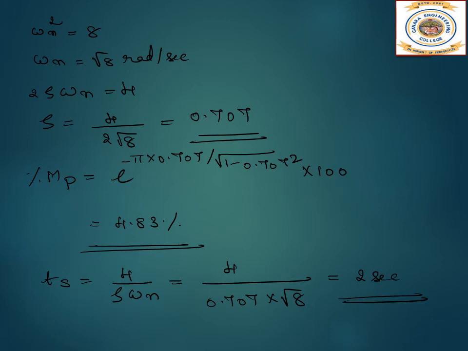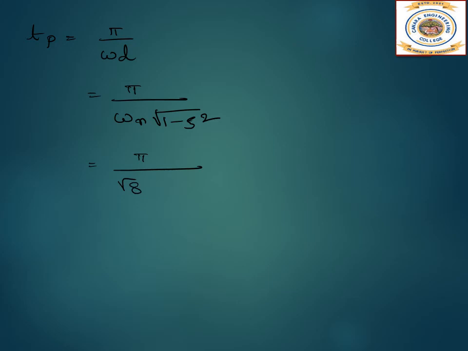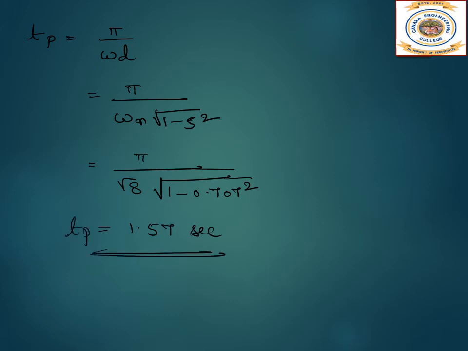Then next, what is asked further? After Ts, yes, peak time Tp is equal to pi by omega d. What is omega d? Omega n root of 1 minus zeta square. So here pi divided by omega n, which is root 8. Simplify and write, or you can leave root 8, no issues. Okay, so 1 minus 0.707 square. So this will be 1.57 seconds for Tp. So we have finished the problem.